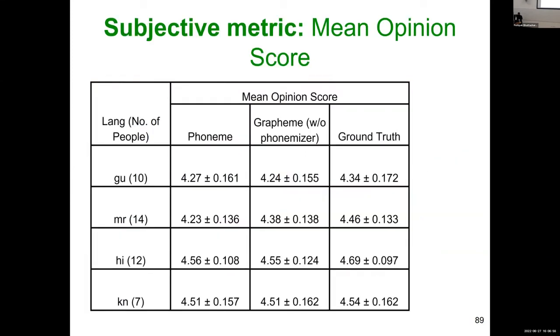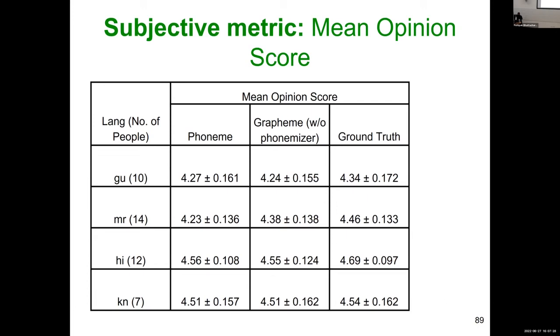So for Gujarati, 10 people listened to the output speech and gave a rating on a 1 to 5 scale, and this was processed. We obtained a MOS score of 4.27. When we directly go from text to sound, there is very little degradation in accuracy, 4.27 to 4.24. And the ground truth was 4.34.